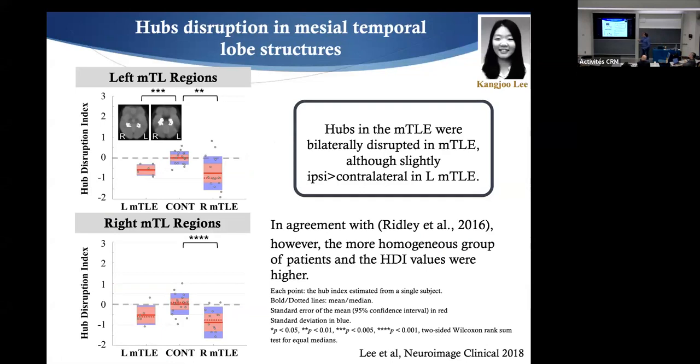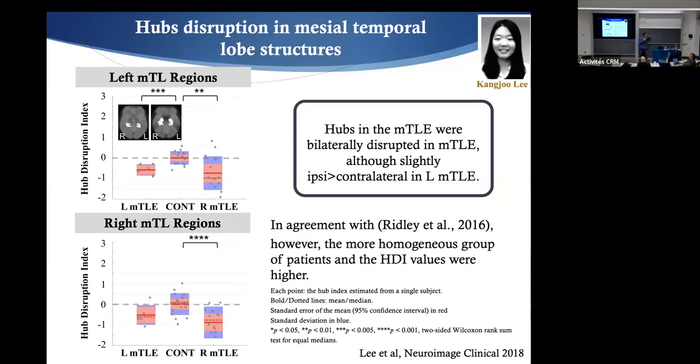This is the hub distribution index. If it's negative, it means that hubs in healthy controls become non-hubs in patients. So basically, you plot hubness in the controls against hubness in the patients, and if you have a negative slope, it means that you had hubs that are becoming non-hubs. Of course, it's around zero in controls, so it doesn't change.